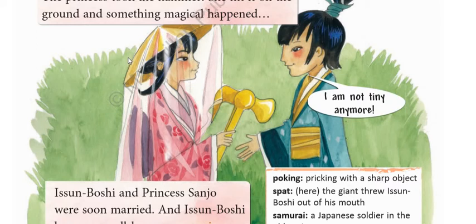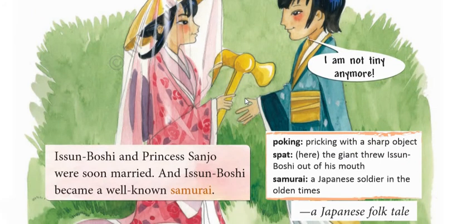And the missing thing was his height, which was now no more a negative point, because he grew his height by defeating the giant. He got this magical hammer which helped him to grow his height. So they both married, the princess and Ishubosi, and Ishubosi became a well-known samurai.